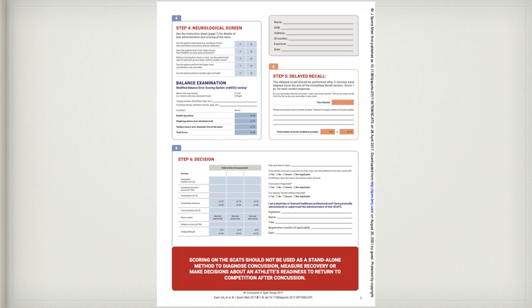And then step 6 is decision. You fill out all that information on how well they did, and then you make a determination if they should be returned to play. And as you can see in big bold there, it says scoring on the SCAT-5 should not be used as a standalone method to diagnose concussion, measure recovery, or make decisions about the athlete's readiness to return to competition after a concussion. Why is that there? It's because there should be multiple ways that we determine if somebody should return to play.